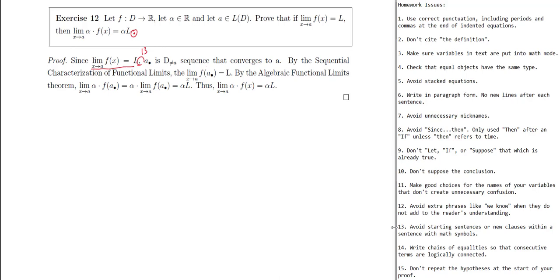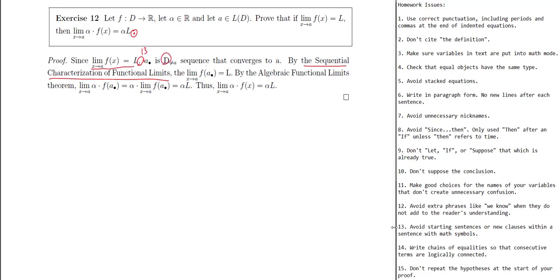I expect in here, well, it's actually not really even clear to me what it is. So since this limit is L, a_n is a D sequence that converges to a. I think what the author is trying to do here, and it's confirmed by what's coming next, is to start doing a sequential characterization. So right from the beginning, we want to say let a_n be a D-not-equal-to-a sequence that converges to a.